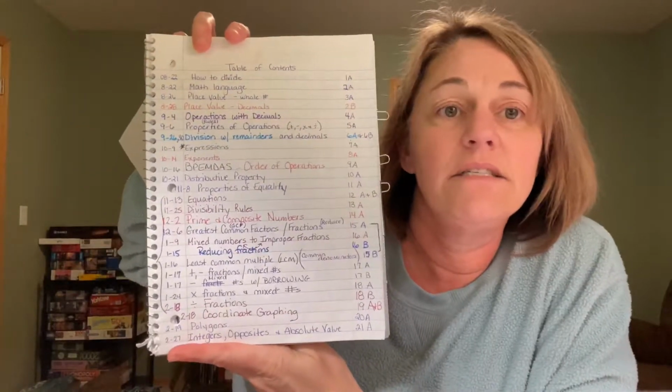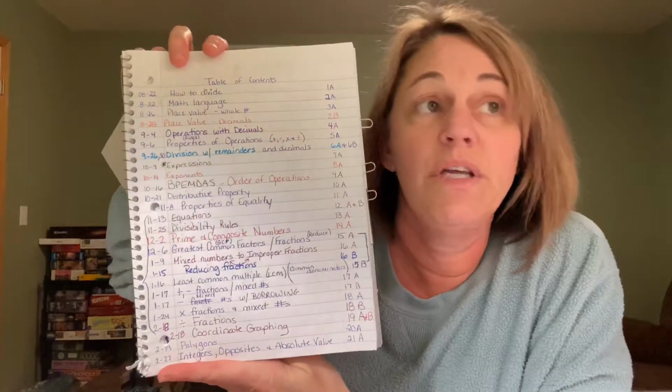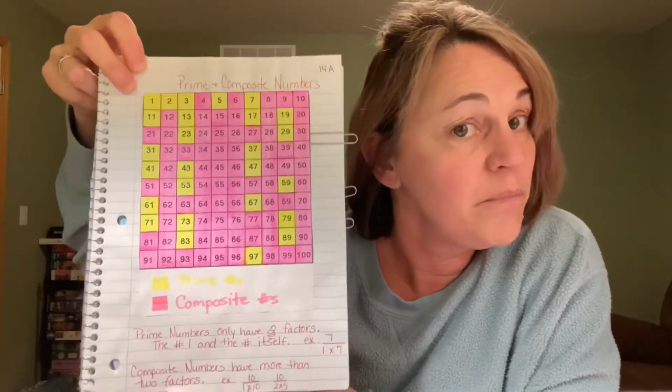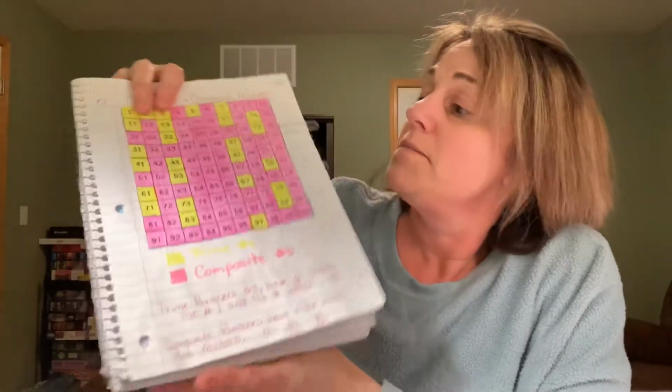So this is my journal from this year. And as you can see, we go through the year. We have many lessons. We do not write in this every day. We do it when they're learning something brand new. In here is a general lesson on the differences between prime and composite numbers that we work through.